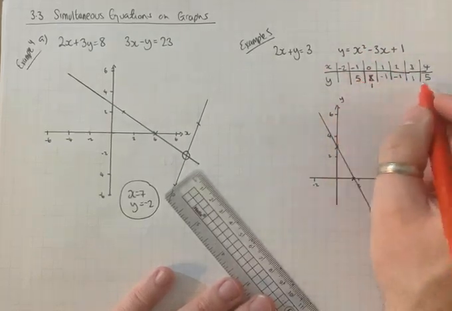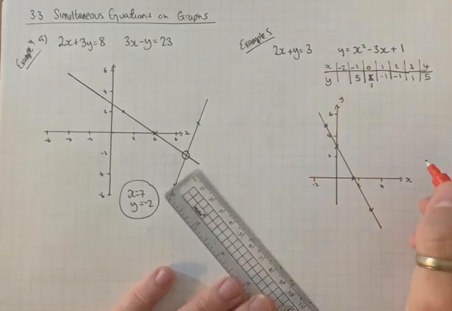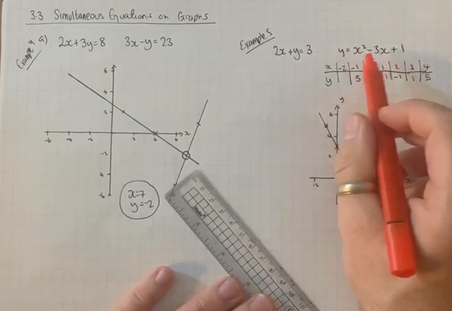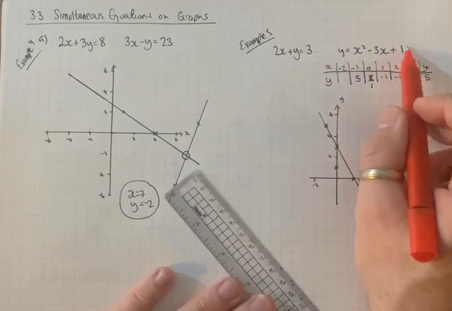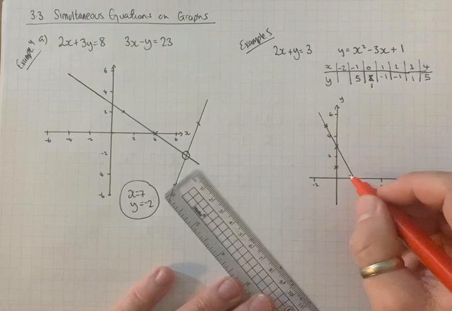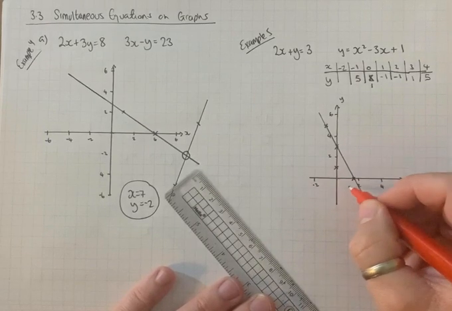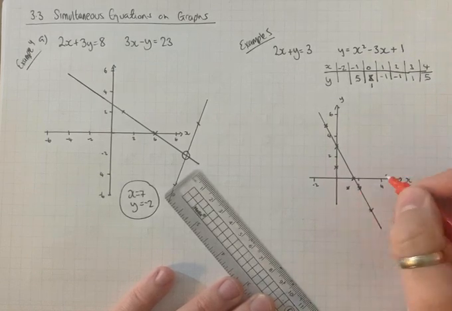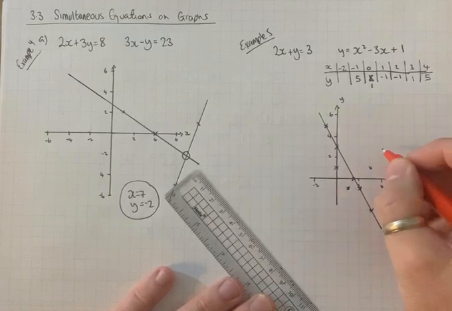If I just plot these ones, so 1, 5, well actually that looks like a point of intersection. 0, 1. I knew that anyway because from the general shape it's going to be a curve and it's going to go through the y-axis at 1. 1 is minus 1. 2 is minus 1. So again, we've got our second point of intersection. 3 is 1. 4 is 5.